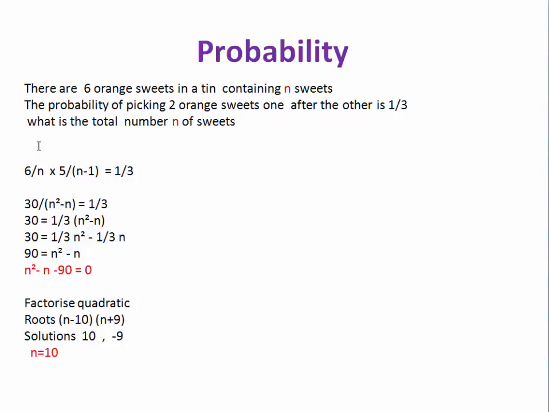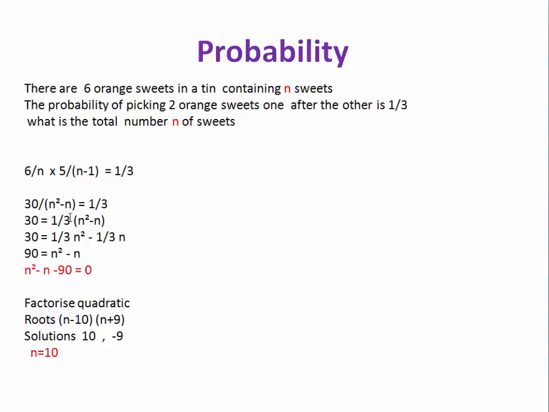So remember, in our conditional probability, we go along the branch. So the first one, our probability would be 6 divided by n multiplied by 5, reduce the 6 by 1, divided by n minus 1. So the bottom number goes down by 1, equals, and we're told 1/3. So this is the probability. Then we just multiply these two fractions. 6 times 5 is 30. n multiplied by n minus 1 is n squared minus n, and that equals a third.